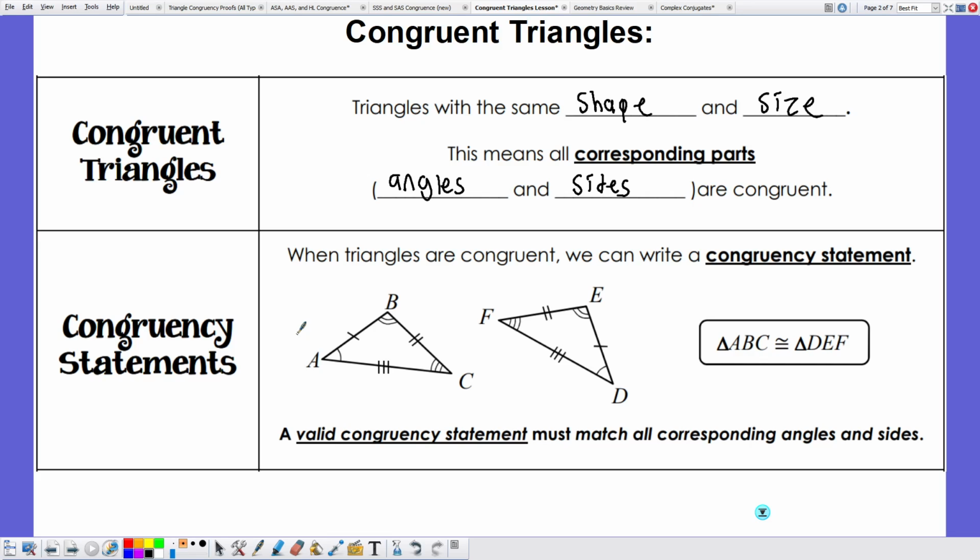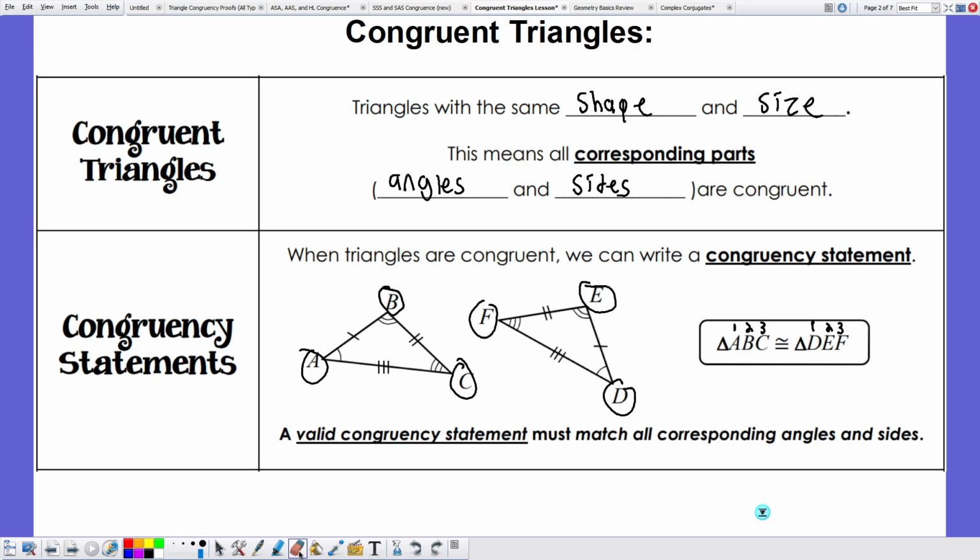Now, the placing of the letters in each statement does matter. If we notice, A is the angle with the 1 mark. That is the first letter over there. The angle with the 1 mark is D over here, and that's the first one over here. B is the angle with 2 marks. That matches up with the angle with 2 marks, E, on the second triangle. And finally, C has 3 marks on it. And that lets you know it matches up with F, which has 3 marks. And of course, those markings are ways to tell which angles are congruent with each other. So we know F is congruent to C, B is congruent with E, and A is congruent with D.